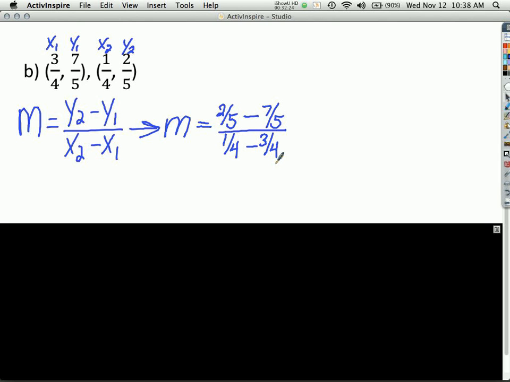Looks pretty ugly, but it's actually not that big a deal. Simplify the top, simplify the bottom. Do it yourself.